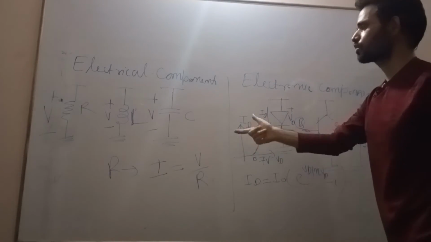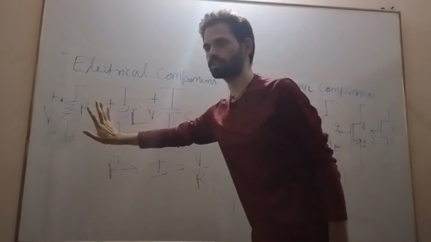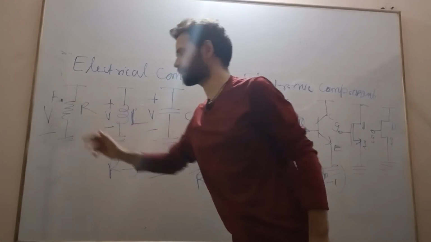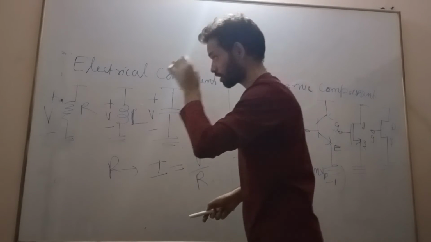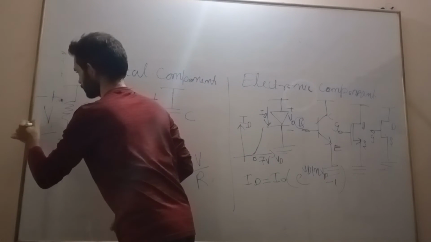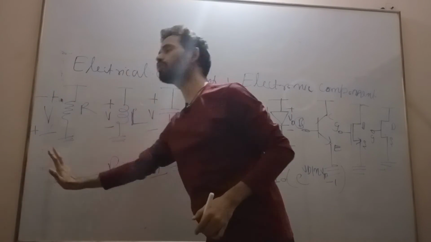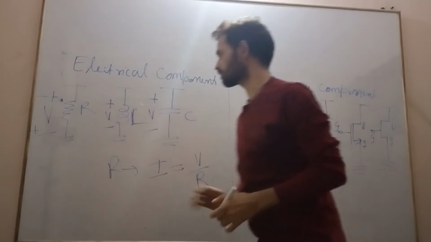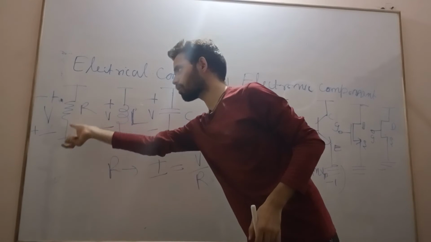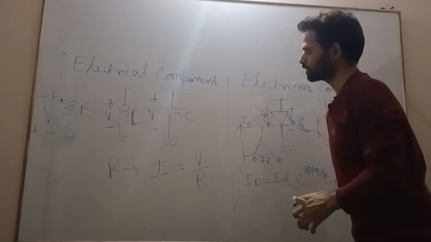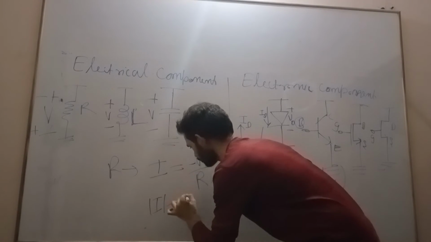Now we will see what beauty is there in the diode and how it is different from the resistor by changing the polarity of the voltage. If I change the polarity of this voltage, from positive to negative, now I am making it from negative to positive. Now we will see how much current is flowing through the resistor: minus V by R. Magnitude wise, I is equal to V by R.